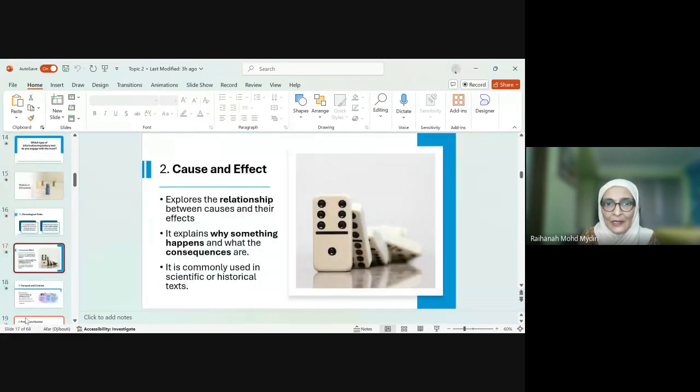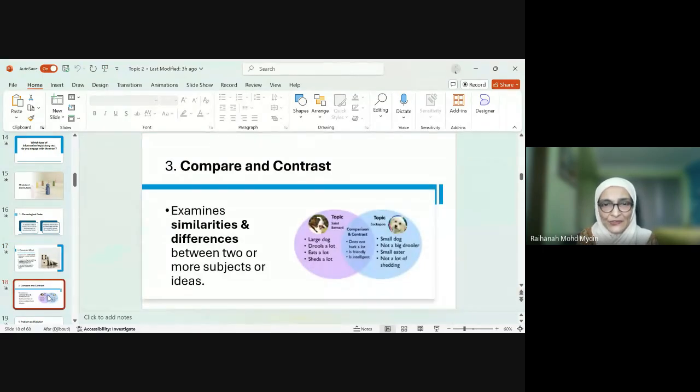Another one would be cause and effect, and this kind of text is organized according to the relationship between why something happens and what is the consequence of it. It explains why something is happening and the consequence of that happening. There was a pandemic and chaos spread around the globe. That is a cause and effect. So this kind of narrative tends to have a cause and effect type of structure.